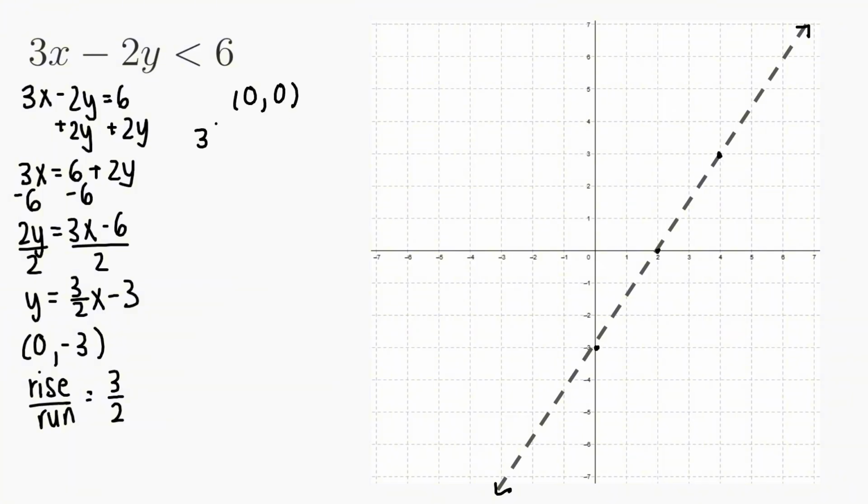We have 3 times 0 minus 2 times 0 is less than 6. 0 minus 0 is less than 6. 0 is less than 6 is correct. So we know 0, 0 is going to be a valid solution. So we know we're shading this side.